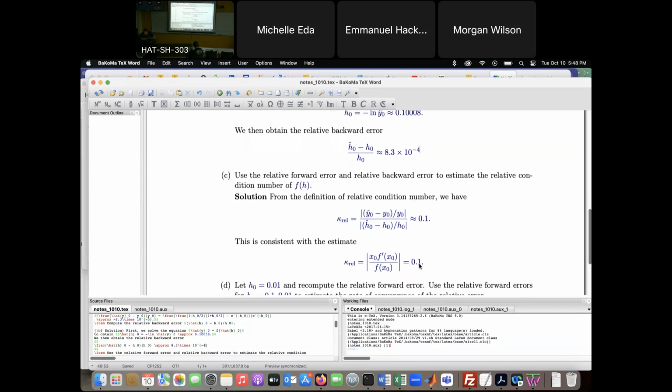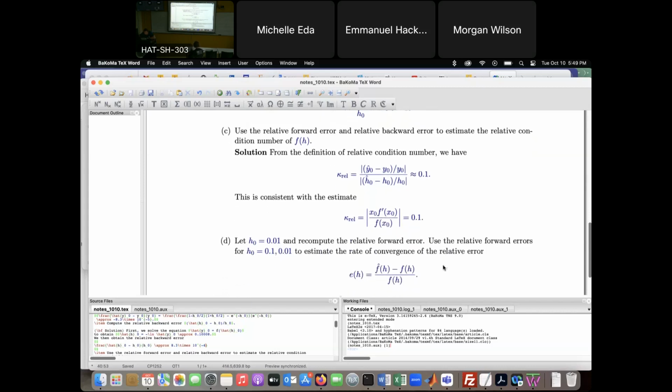All right, so that's the condition number. The thing is, your function is e to the minus h, and your derivative is minus e to the minus h, so the absolute value doesn't cancel out, leaving only the h value, which is the 0.1. So there's no surprise that would happen when it's the exponential. And then you go ahead and do this again with a smaller value of h.